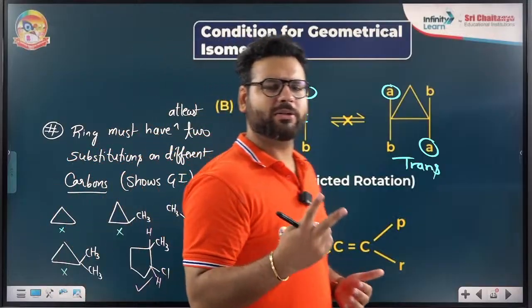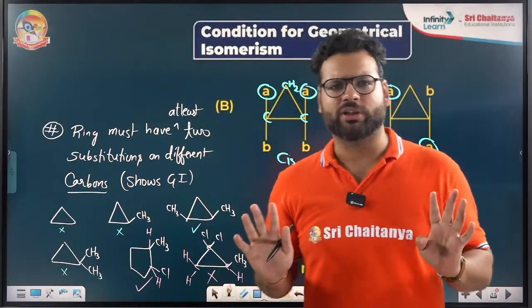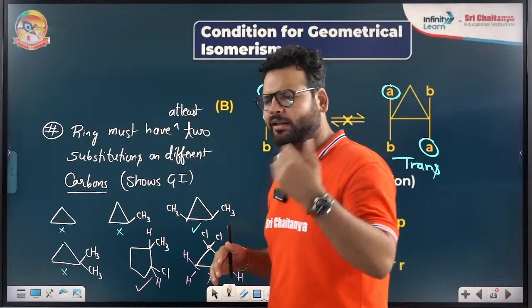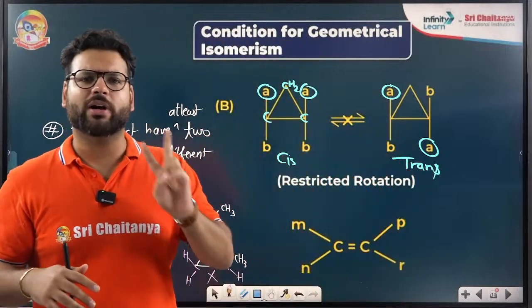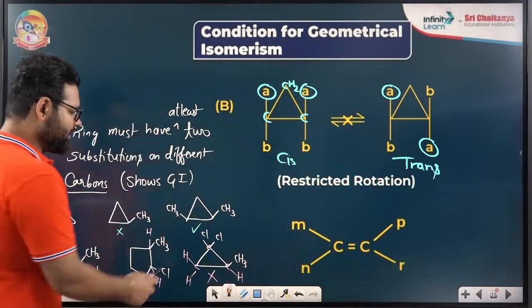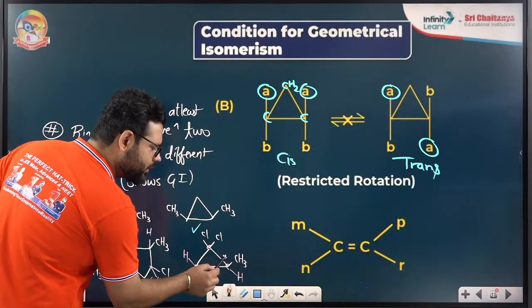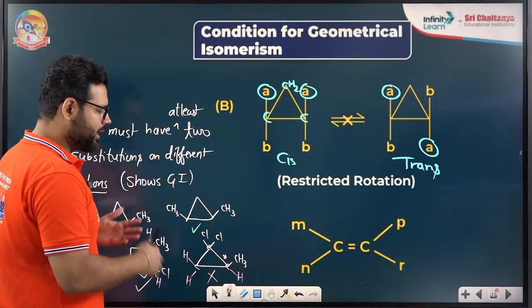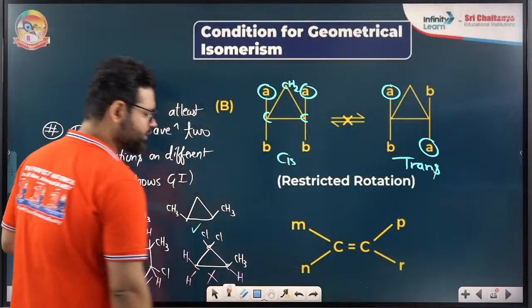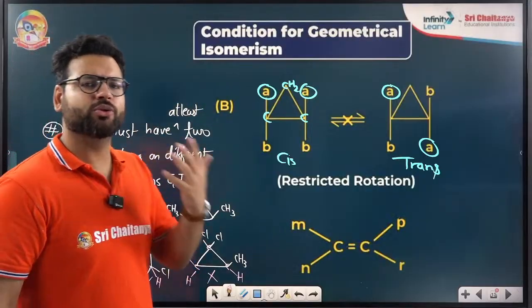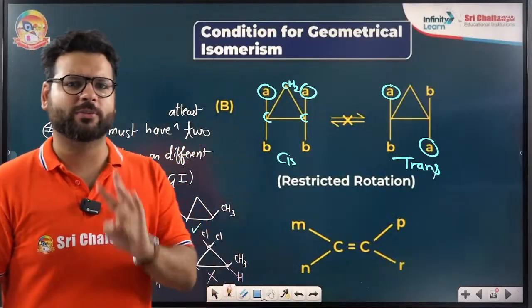Yes, two carbons with different groups will show GI. If 3 are there, it will show. If 4 are there, it will show. At least two carbons must be there. In this case, only one carbon is satisfying the condition. There are no two carbons, so how will you have cis-trans? A single carbon can't show cis-trans. At least two carbons must be there.